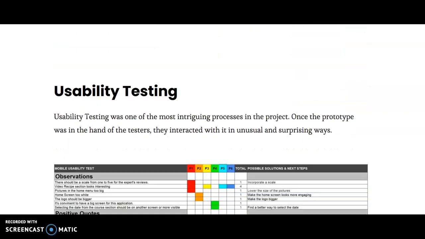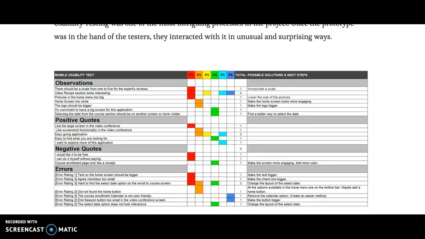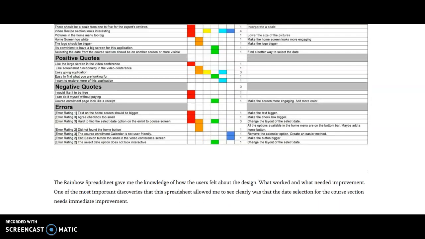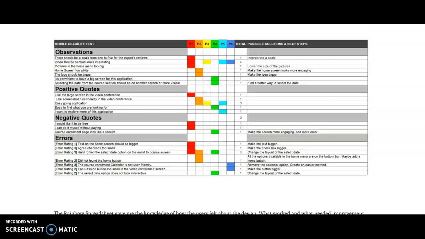In the usability testing, I chose to present the rainbow spreadsheet because I think this spreadsheet is very helpful with the colors and the error rating, and it helps you to identify the biggest problems in a very easy way. So when you are improving on your application, you can take a look at this spreadsheet and know exactly what you need to improve with priority.